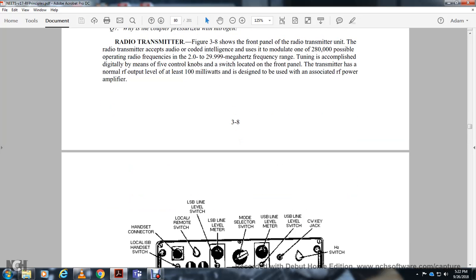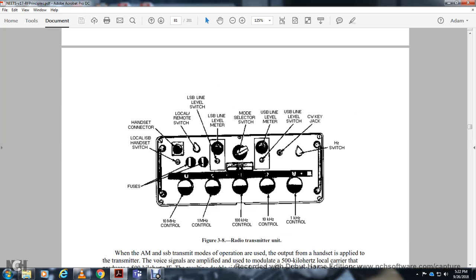This shows 3H of the radio transmitter: handset connector, local remote switch, LSB line level meter, mode switch, USB level meter, USB level switch, continuous wave jack, hertz switch, 1 kilohertz control, 10 kilohertz control, 100 kilohertz control, 1 megahertz control, 10 megahertz control, and fused local ISB hand switch.